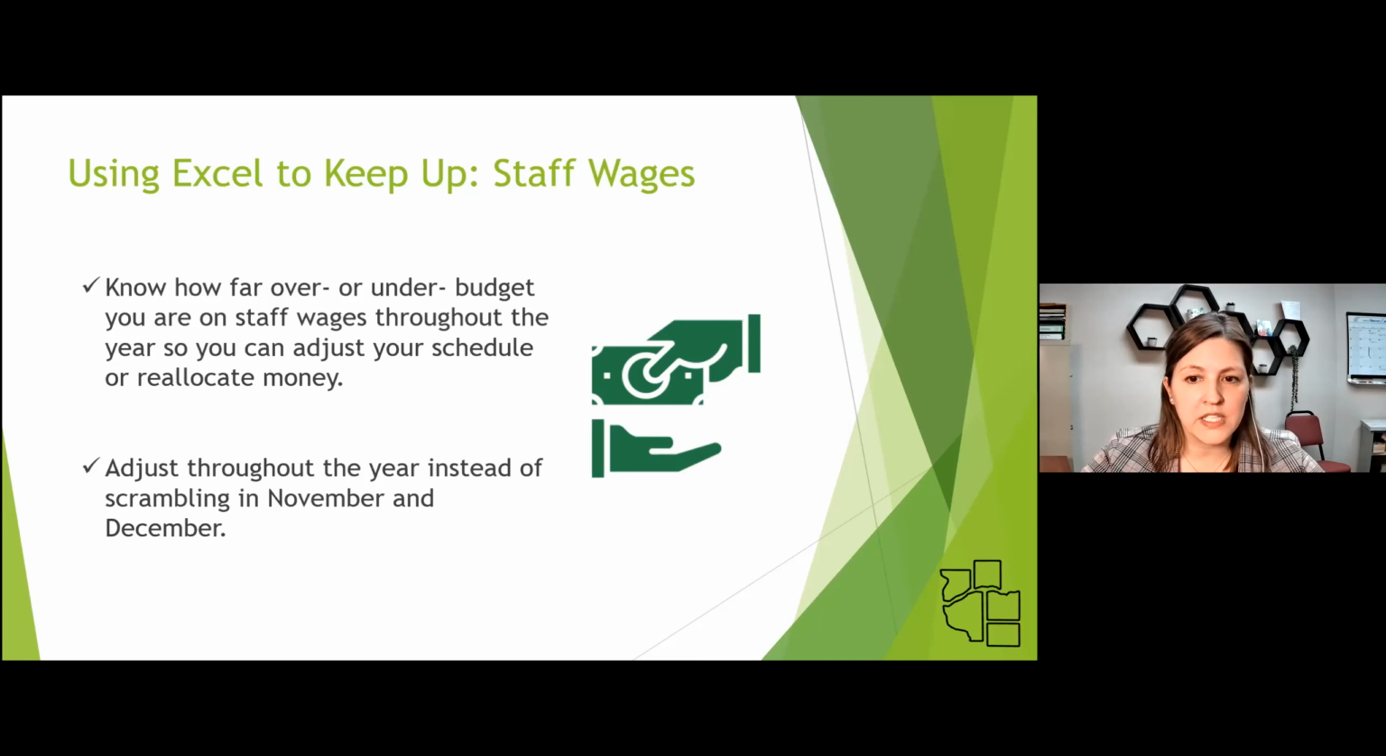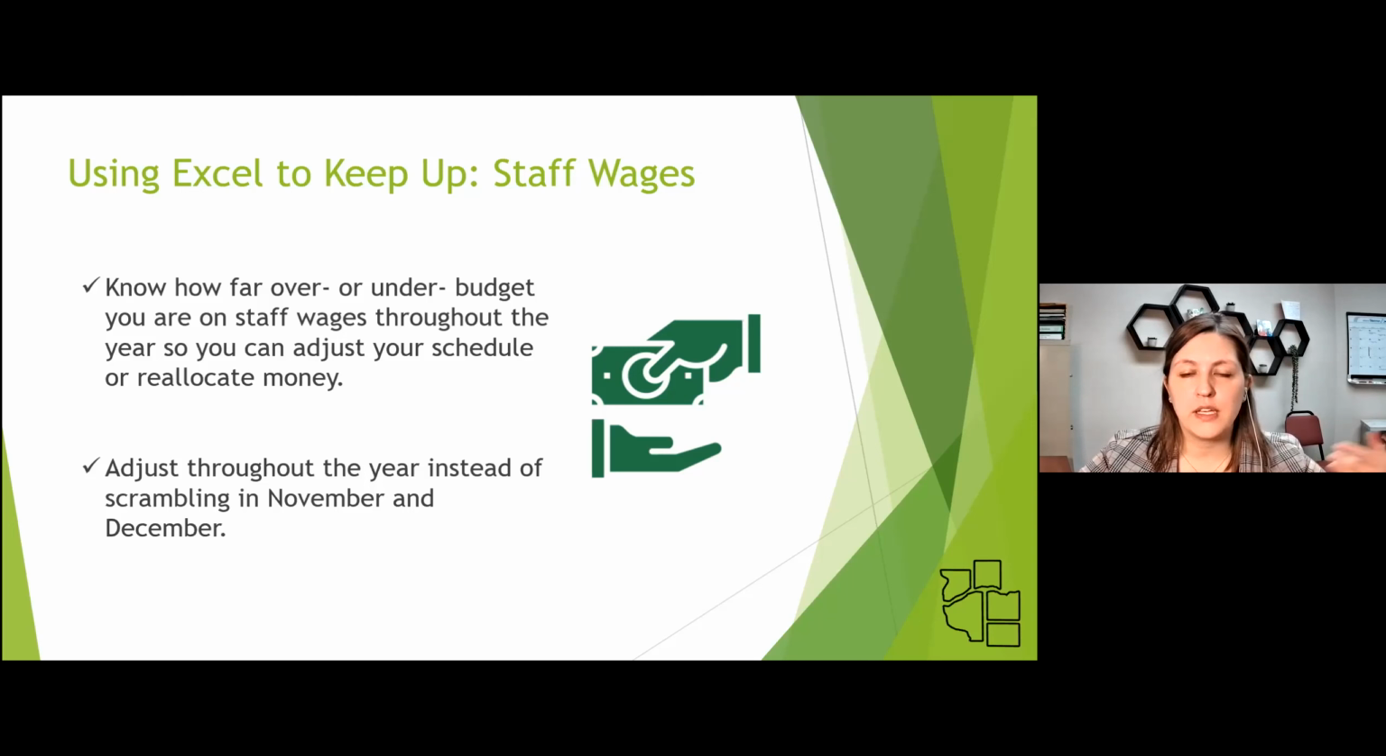The pandemic, I'm sure all of you have experienced, has wreaked havoc on staff levels: people being in, people being out, people taking unpaid time off because they're sick or because of some other reason. It means that what you budgeted for staff might be wildly different than what you're actually spending for staff. And it's important to know that on an ongoing basis, because then you know how to adjust throughout the rest of the year and you're not in a crunch in November, December.